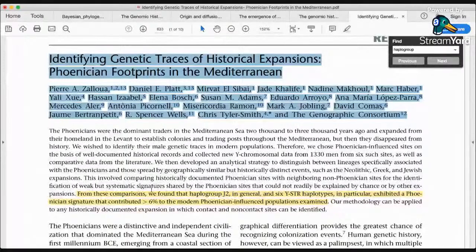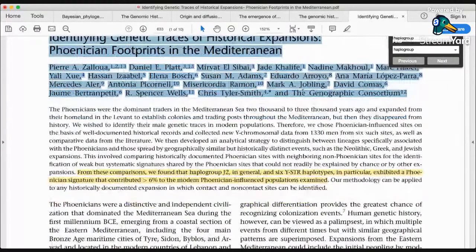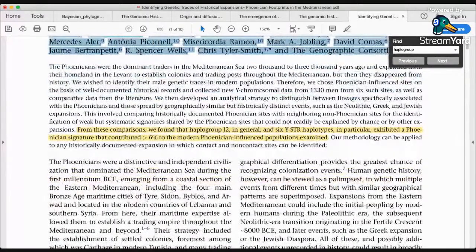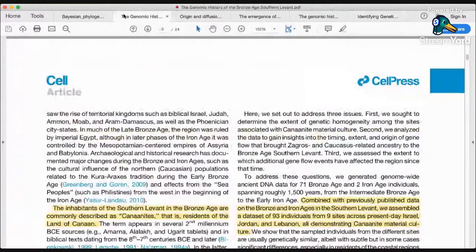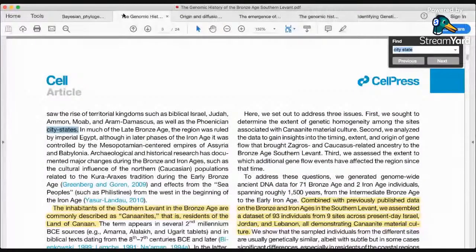This is another one. It's with the whole concept that haplogroup J2 is the Phoenician signature haplotype. It just shows that J2 was found in the Levant during the time of the Canaanites, and the Canaanites were more of a city state. Let me see if I can bring this up. See, as well as city-states, Phoenician city-states.